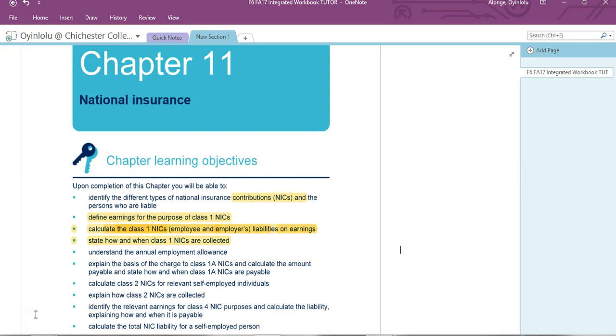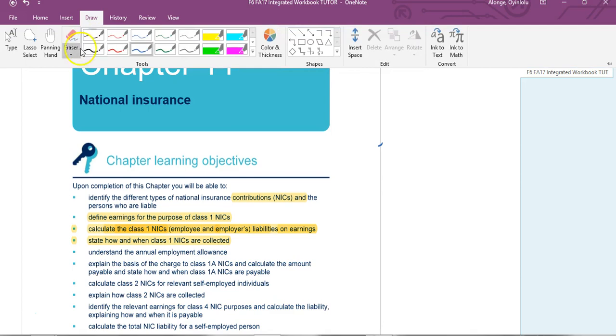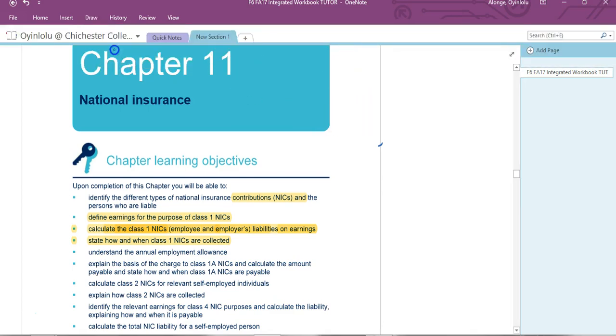So I'll break this up into maybe three or four chapters, but let's get on with it. So national insurance. Here we are. These are the headlines. We will look at the different NICs, calculate them, look at what the gross earnings mean, and look at when these are collected.